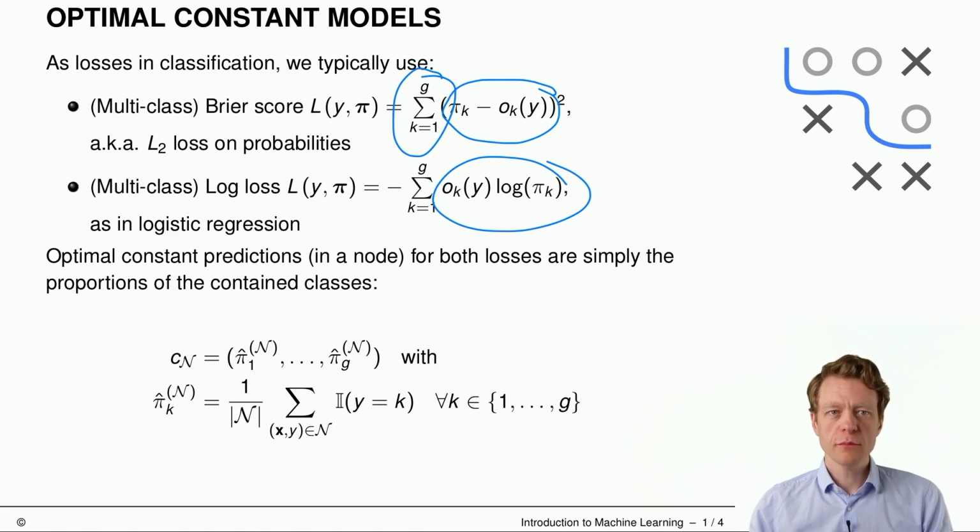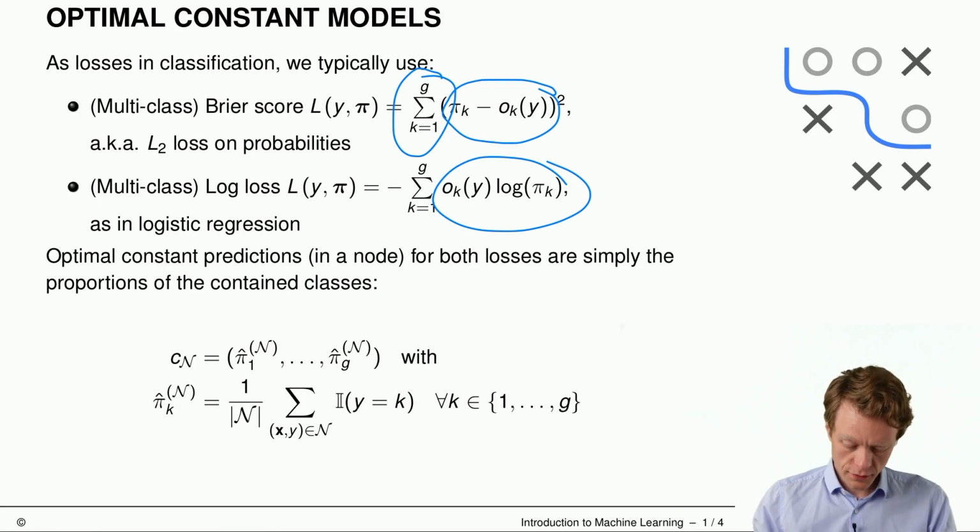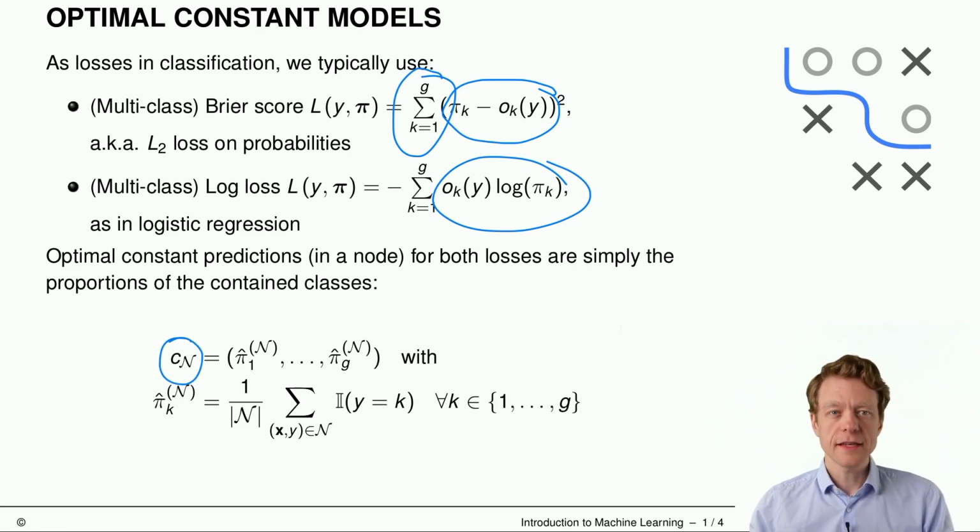The optimal constant predictions in a node are equal for both these losses, and are simply the proportions of the contained classes. So this optimal constant prediction, c_n, which for regression using the L2 loss was, for example, the mean, is here a vector of probabilities or of probability scores. So this vector has as many entries as there are classes in the target variable.